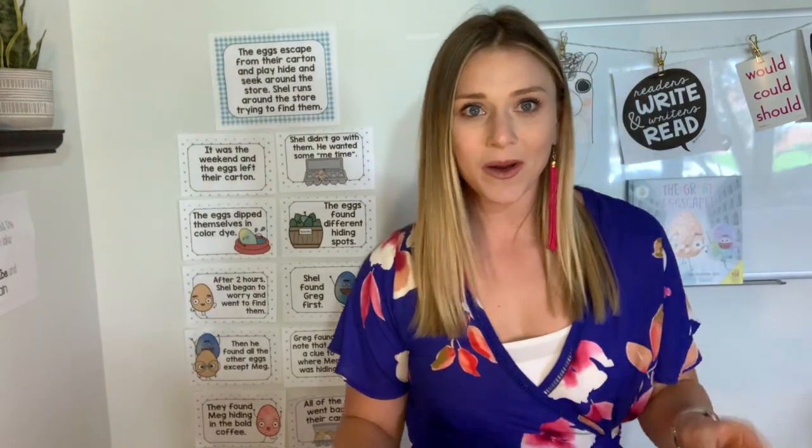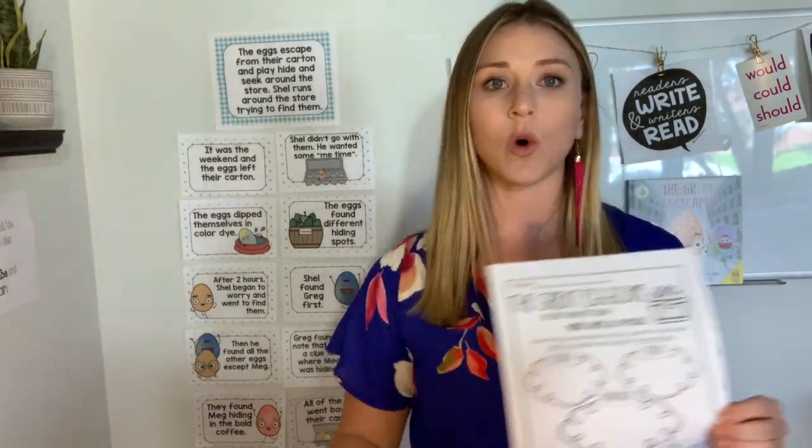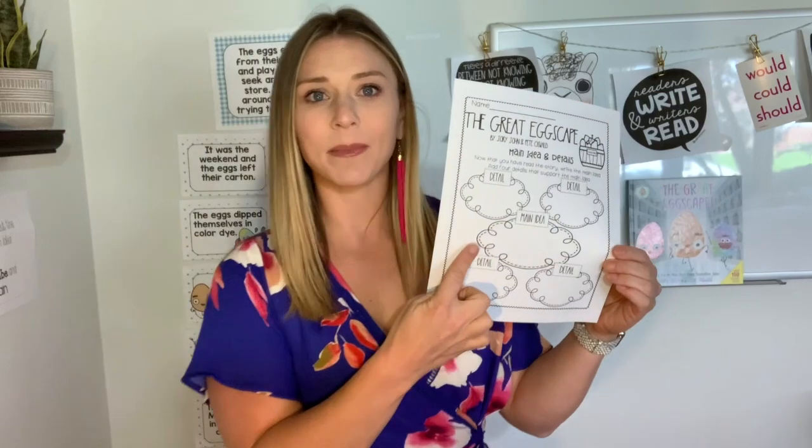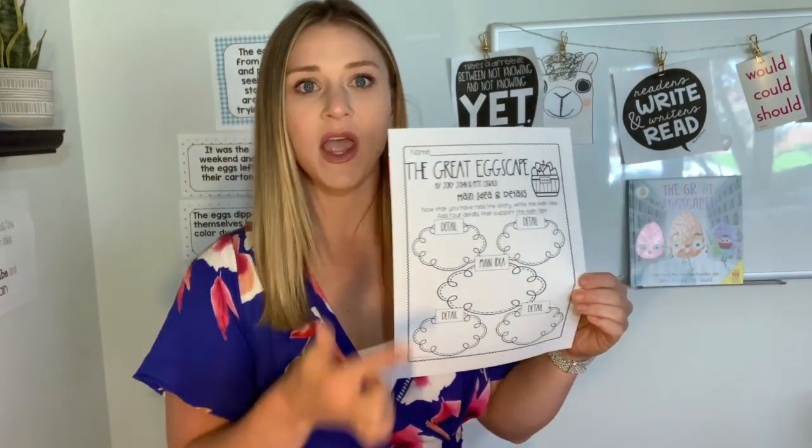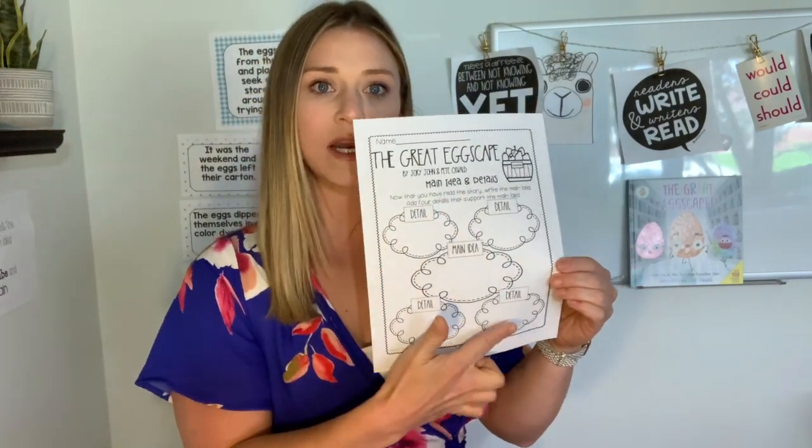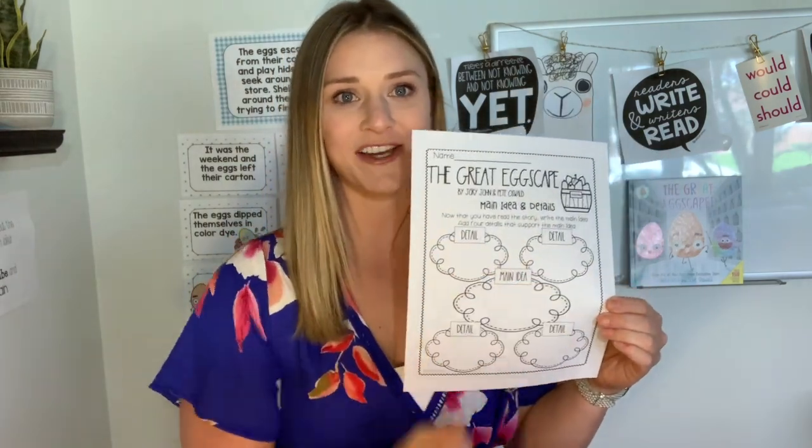So on your paper, you need to write 1 or 2 sentences about what the main idea of this story is. And then you are choosing 4 details that happened in this story. So you'll write a sentence for each detail.